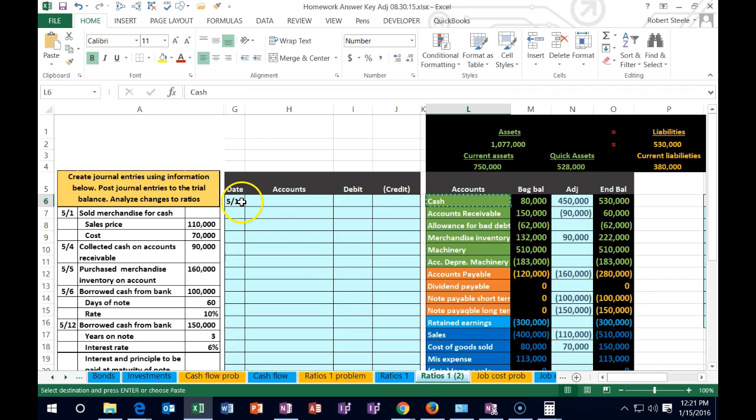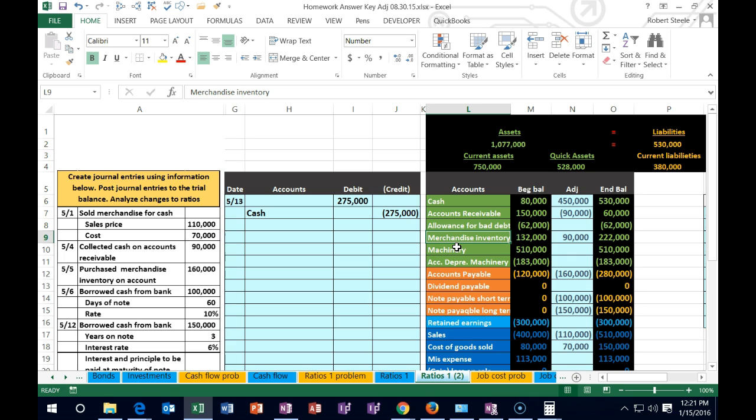I'm going to put that on the bottom. So here's the date. Going to put it on the bottom of the date. Right click, paste, 1, 2, 3. And the amount is for credit $275,000. We're also going to debit something, of course. That debit will be to merchandise. That's what we purchased. We purchased merchandise.